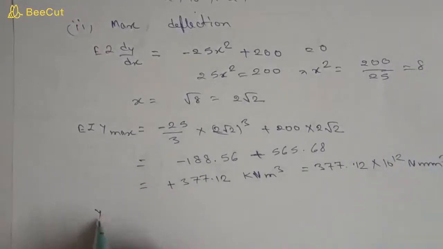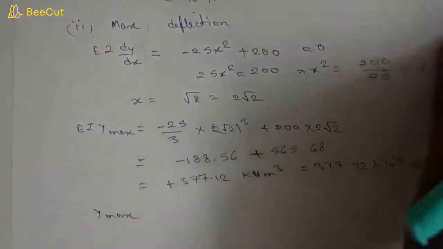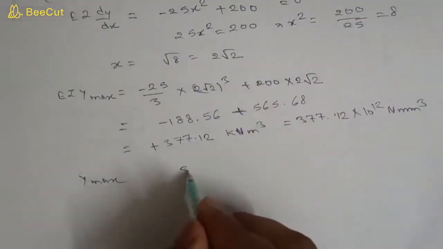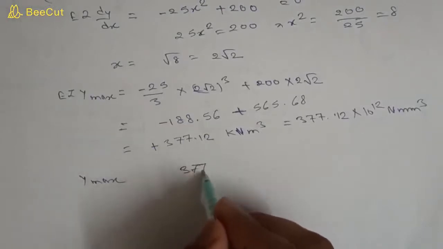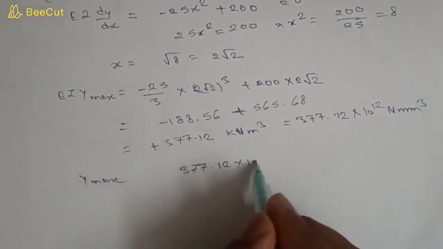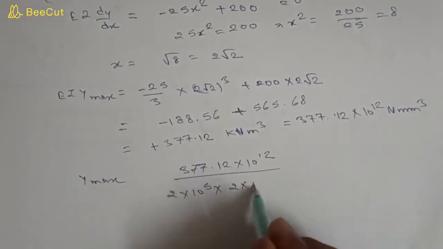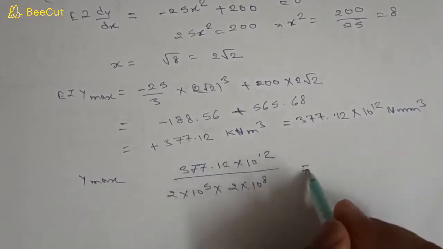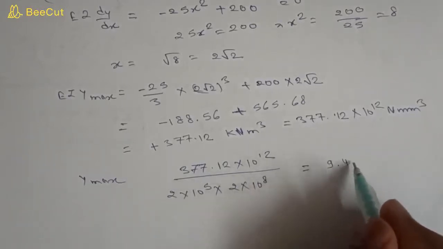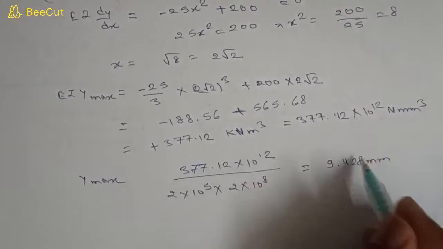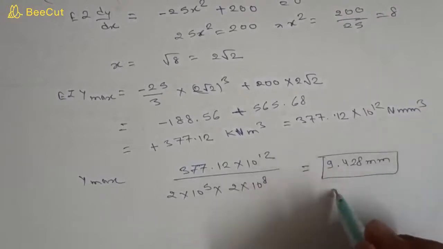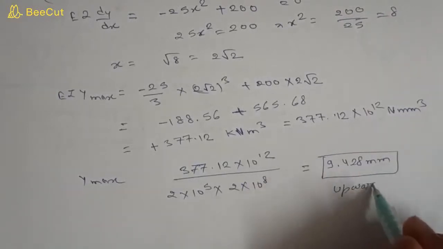So maximum deflection Y max will be equal to this value upon EI. So 377.12 into 10 to the power 12 divided by E is 2 into 10 to the power 5 and I is 2 into 10 to the power 8. If you calculate this, then you will get 9.428 mm. It is positive, means it will be in the upward direction.